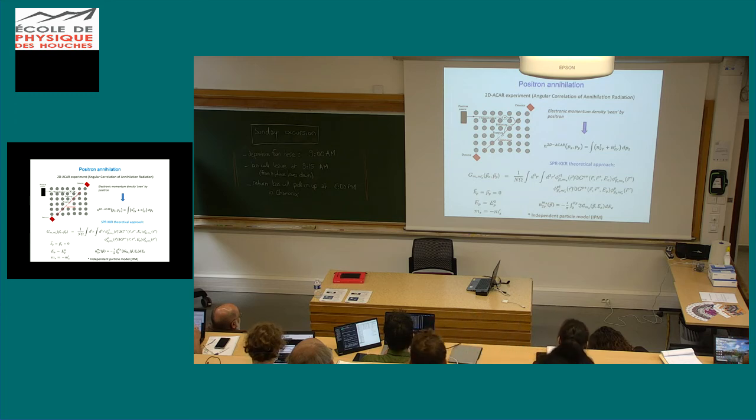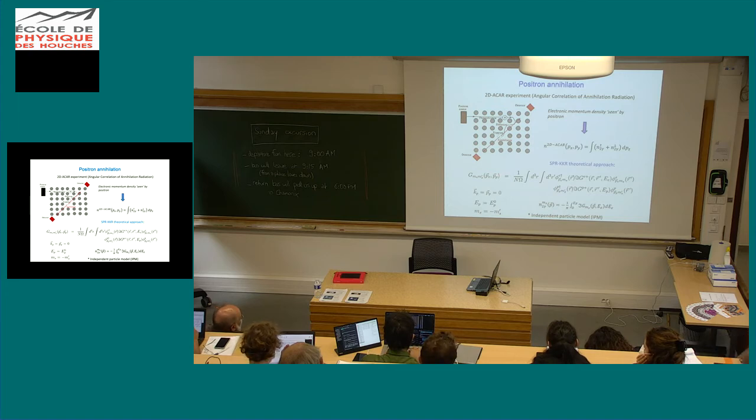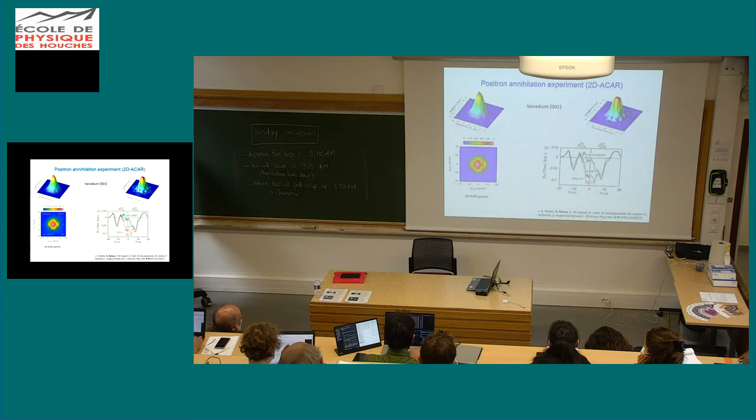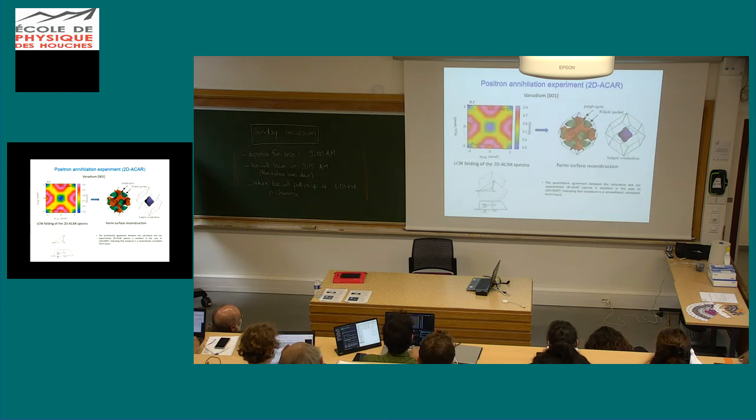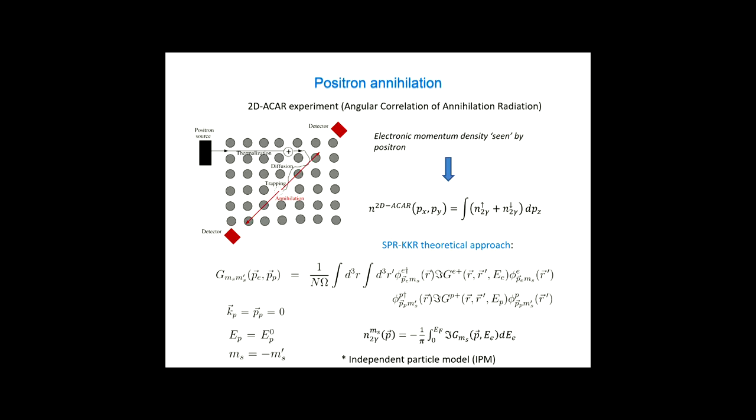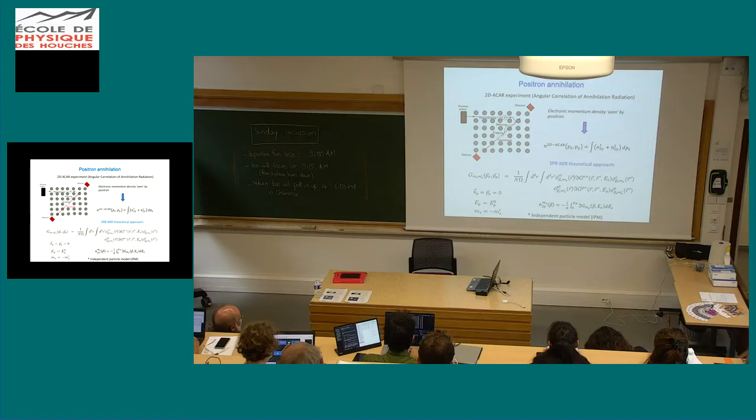calculated. So here we have the spins of the positron and of the electron, the momentum of the electron and the positron, and we can get this Green function in this momentum representation by this formula here, with different Green functions for the electron and the positrons.